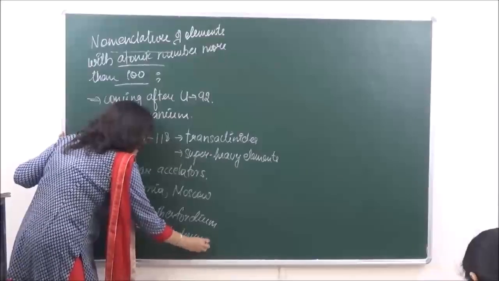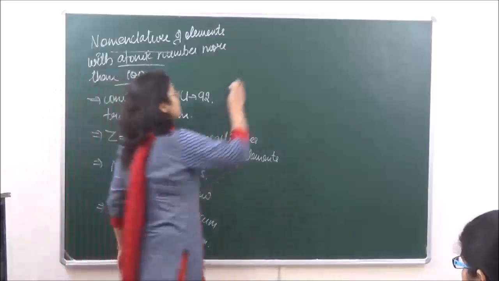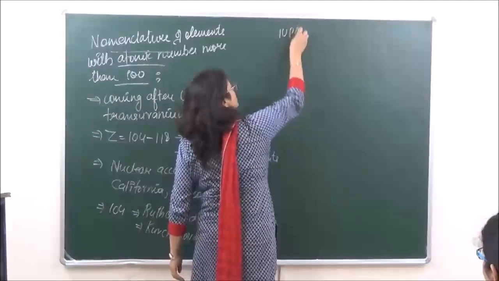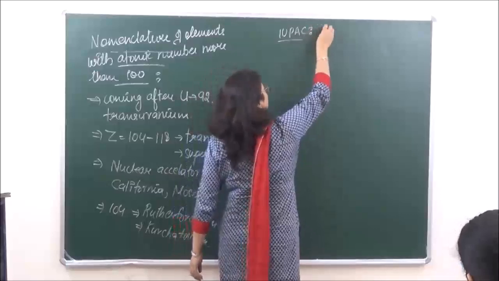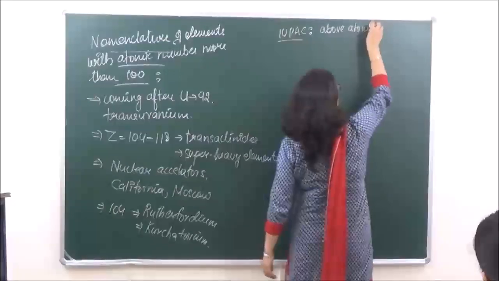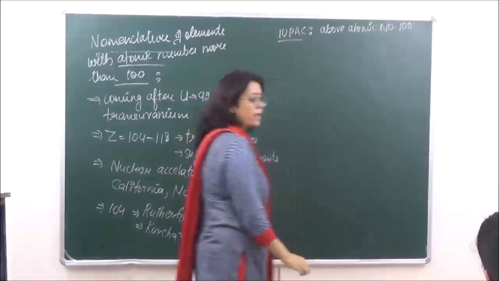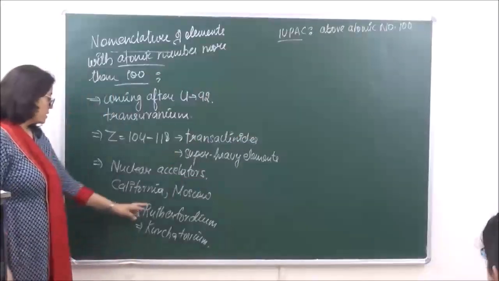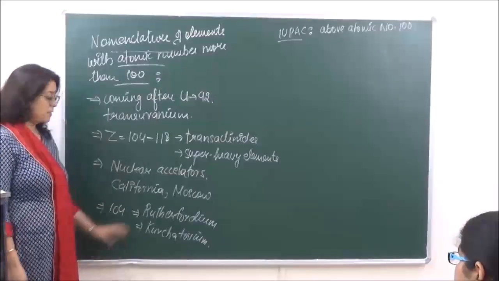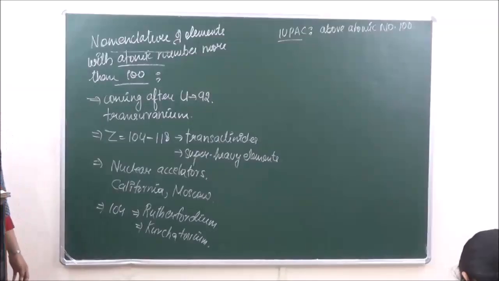Now, to avoid such confusions, the IUPAC nomenclature gave certain rules and regulations to name elements above atomic number 100. If two different names are given for the same element, there is going to be utter confusion. Therefore, certain rules and regulations were followed by the IUPAC to name such elements.